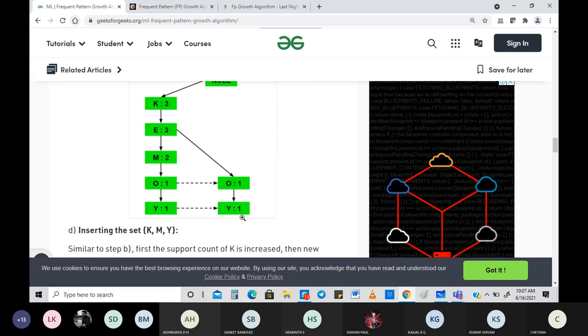Same with regard to Y. I can't go directly from M to Y. M to Y is not at all possible. So I put one more extra node for Y so that I can go from M to Y.